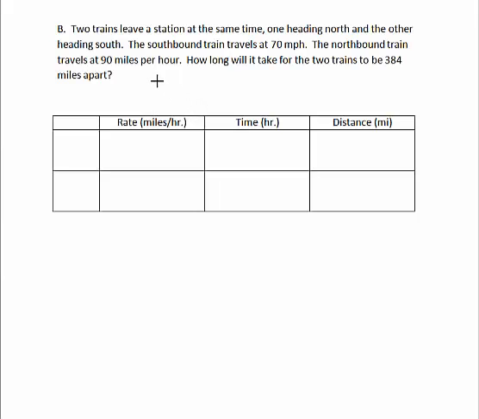The next problem, we have two trains leave a station at the same time, one heading north and the other heading south. The southbound train travels 70 miles an hour. The northbound train travels 90 miles an hour. How long? Okay, so we don't know the time. Will it take for the two trains to be 384 miles apart?